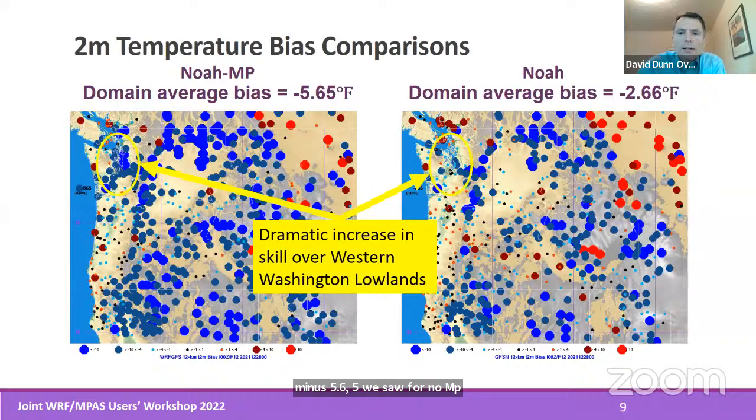And as highlighted here, there's a dramatic increase in skill over Western Washington lowlands, with NOAA eliminating nearly all of the large blue circles, again showing areas that were 10 degrees Fahrenheit too cold, and the next smaller blue circles, which were areas between 4 and 10 degrees.